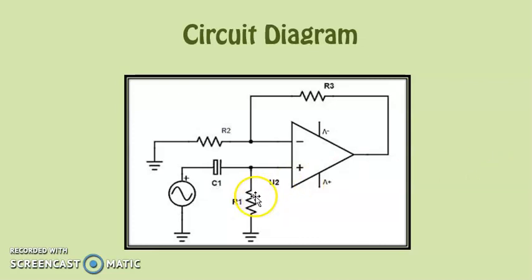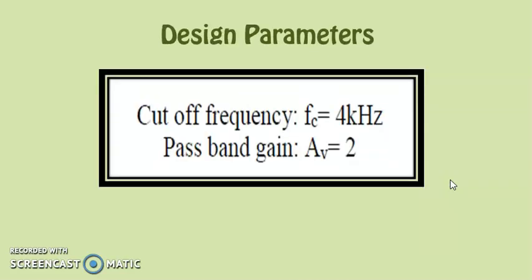So we have two resistors, R2 and R3, determining the passband gain of the active high pass filter. We have an active component, that is the op amp, and we are going to apply the input using the function generator. R1 and C1 are going to be responsible for determining the value of the cutoff. So we'll first of all go through the design considerations.